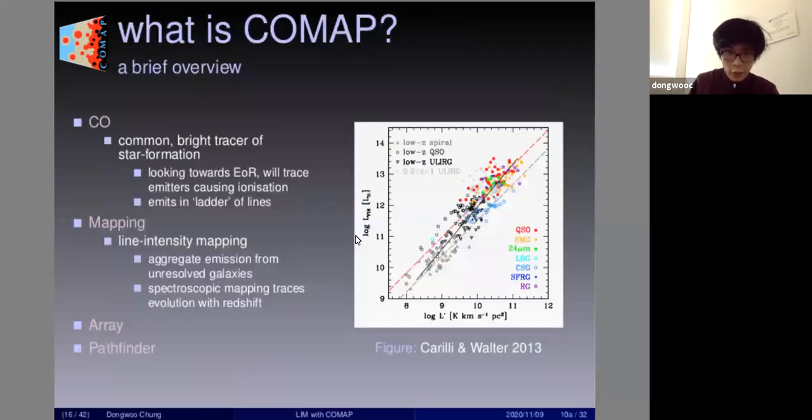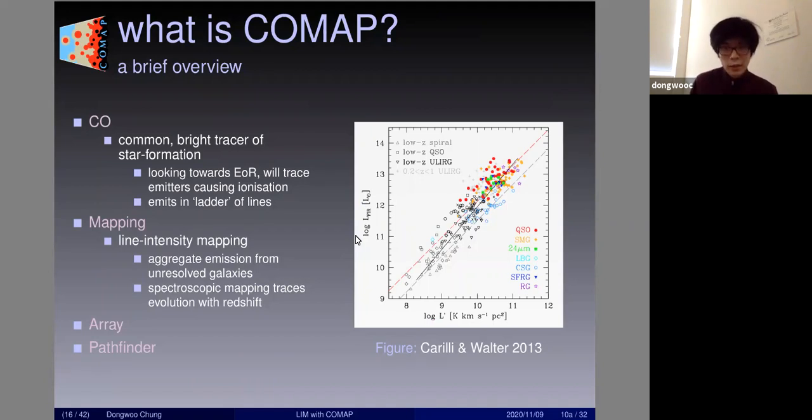So by now, I hope it's clear that with COMAP, what we want to do is line intensity mapping with the carbon monoxide line emission. We think it's going to be a common bright tracer of star formation activity. It certainly seems to be locally, where we see good correlation with the far infrared luminosity, which is to say obscured star formation. And so we hope that looking towards the epoch of reionization, that broadly still holds. And with line intensity mapping, as I discussed, we're really interested in the aggregate statistics of these galaxies rather than the individual galaxies themselves.